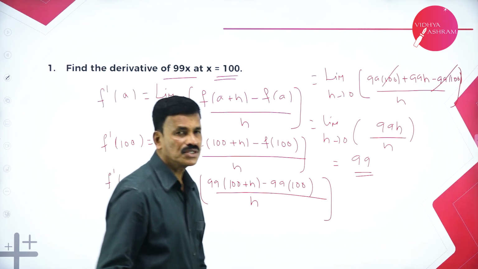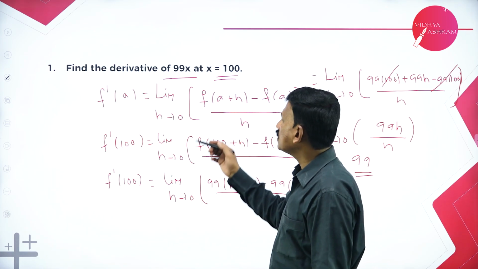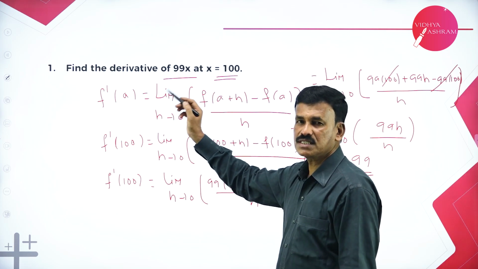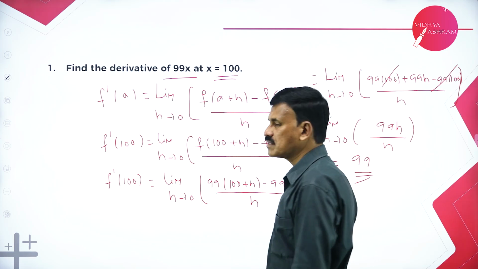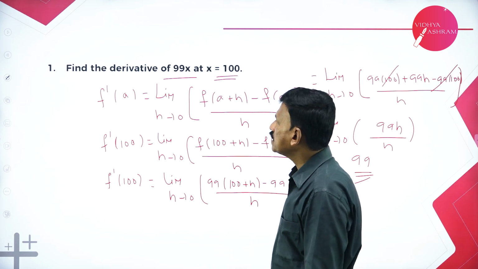As usual, you know what is the derivative of x? It is 1. So differentiation of 99x is 99 into 1, which is 99. That's it. Very simple method. Let's move on to a similar type of problem.